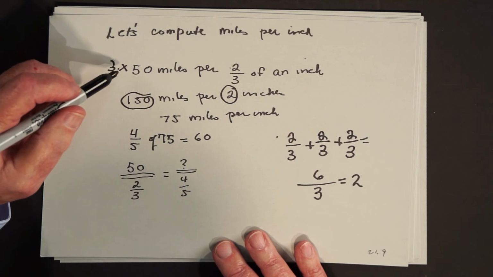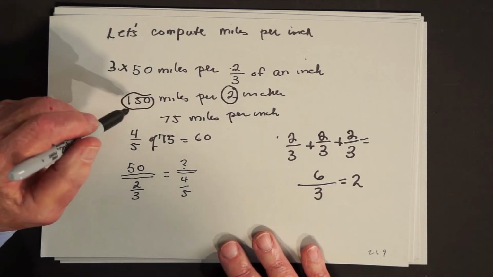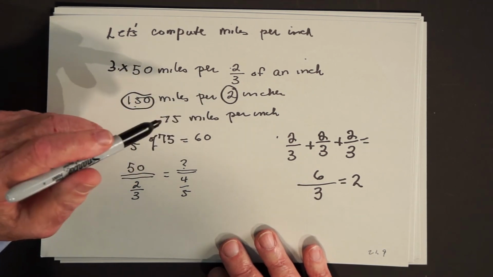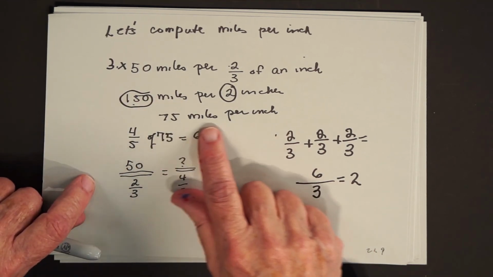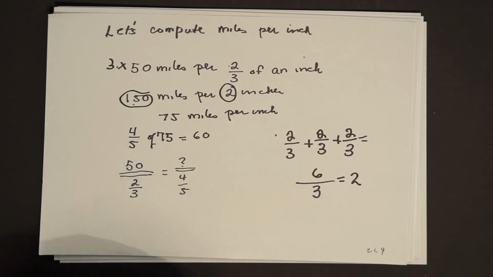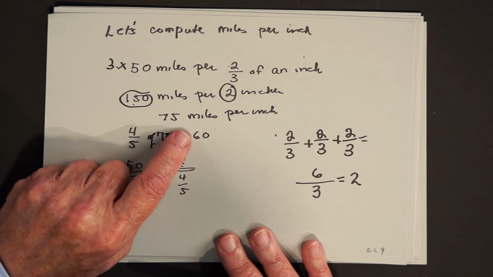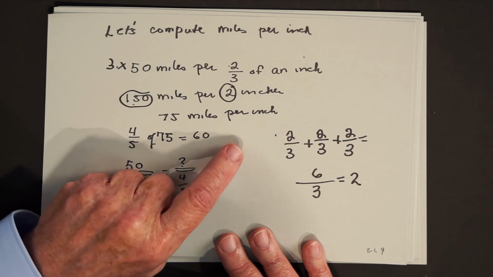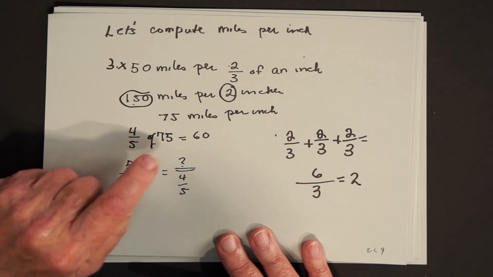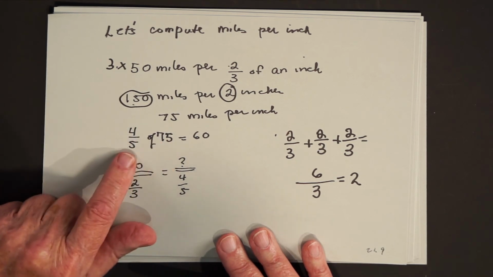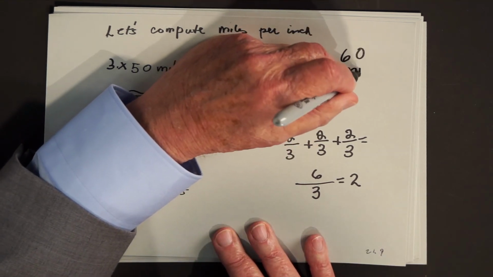So what now has the problem become? It's 150 miles per 2 inches. And now it's easy for me to do this because 150 divided by 2 is 75, and the noun is miles per inch. So now I know that every inch on the map represents 75 miles. So if somebody says to me, how much does 4/5 of an inch represent? The inch represents 75 miles, so 4/5 of an inch will be 4/5 of the 75 miles. 75 divided by 5 is 15, times 4 is 60, so the answer to the problem would be 60 miles.